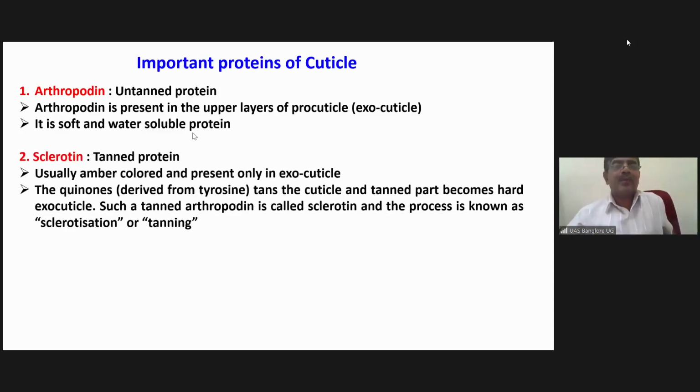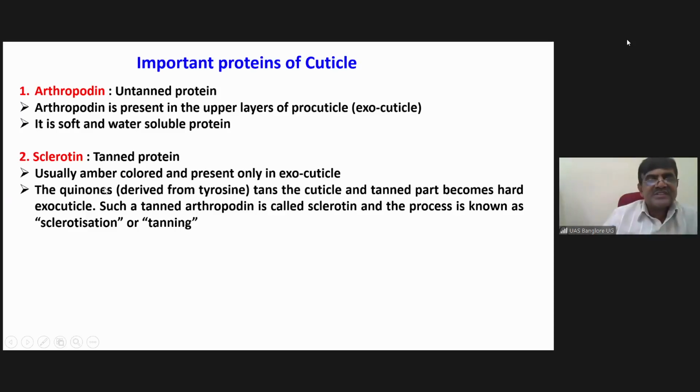The second important protein of the cuticle is sclerotin, and this is the tanned protein. Tanned protein means colored protein. Usually this is amber colored. So sclerotin is amber colored and it is present in the exocuticle.